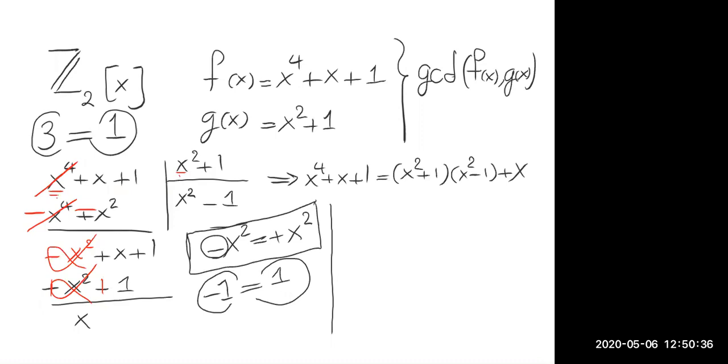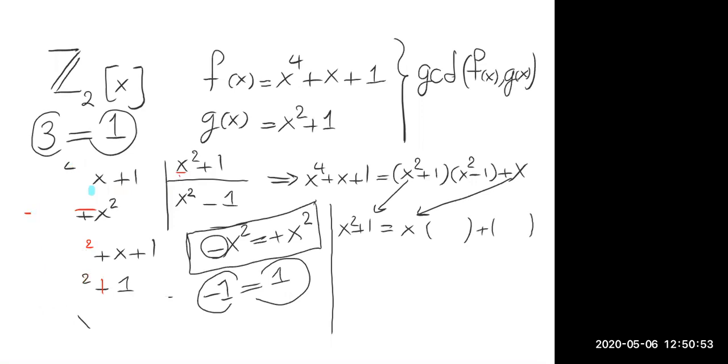So the next step is dividing this x squared plus 1 by x. I should divide that. So let me erase this. I should do another division.